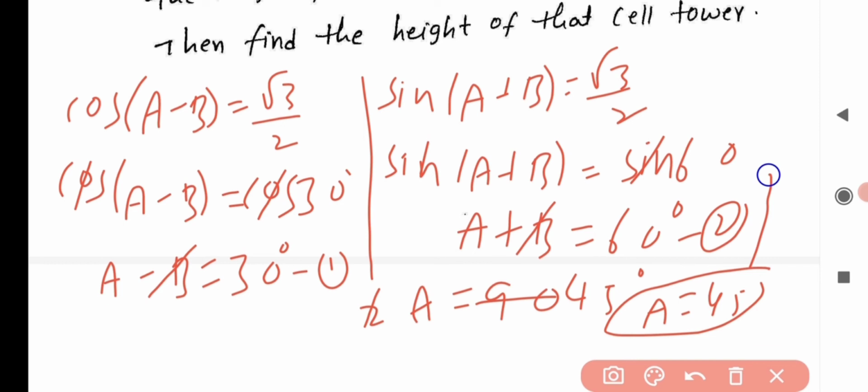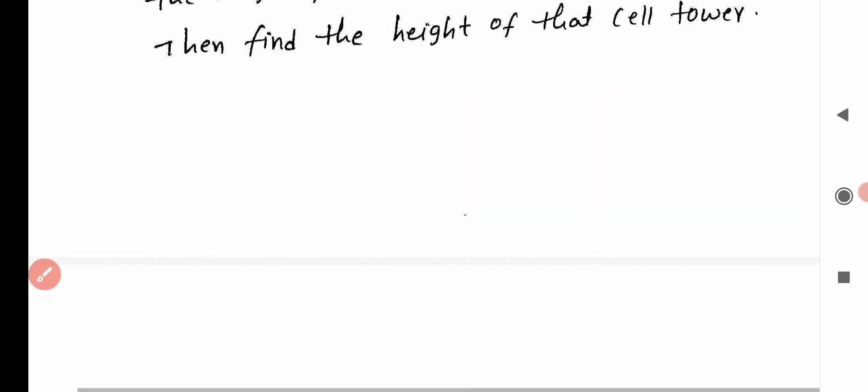Okay, we know A plus B equals what here? 60. Now B is what? 60 minus A. So 60 minus 45 means what? 15. So A value is 45, B value is 15. Next.